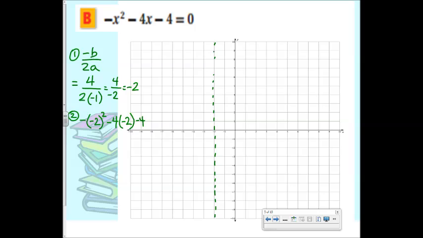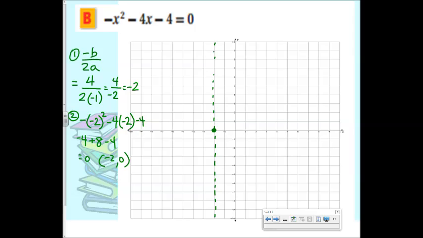Okay, so what's negative 2 squared? Positive 4, but it already had a negative sign, so it's negative 4. What's negative 4 times negative 2? Plus 8 minus 4. So what's negative 4 plus 8? 4. 4 minus 4 is 0. So our vertex is negative 2, 0. So here's our vertex. And then step 3, find my y-intercept.